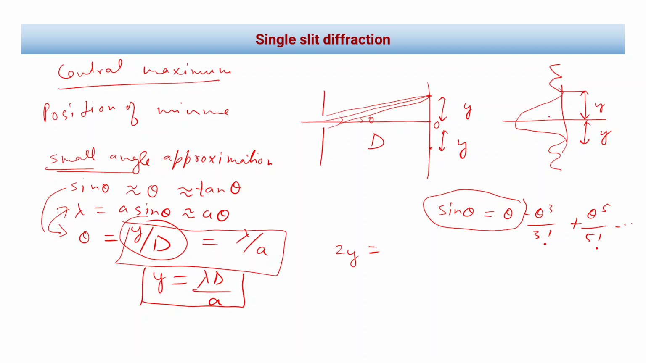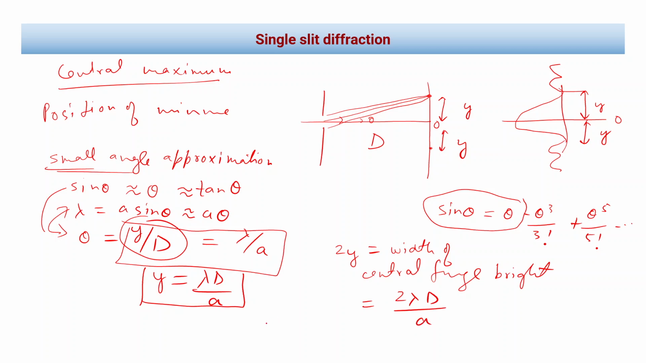So the central bright fringe width. Since y is this, that means 2y is the width of the central fringe. Why? Because we are taking this y position from the center, from O. So 2y will be the width of the central bright fringe. So that will be 2 lambda d by a.